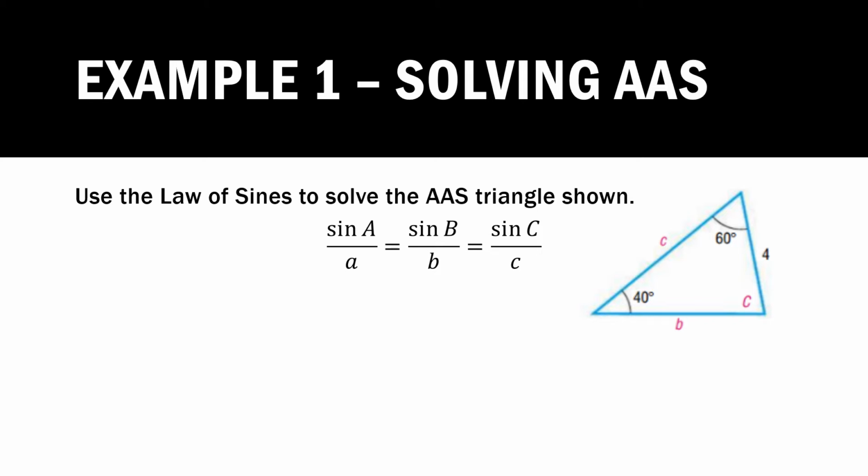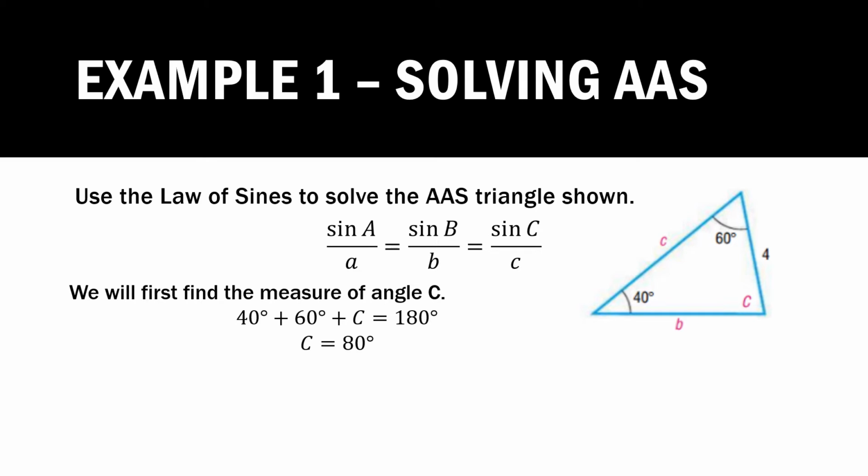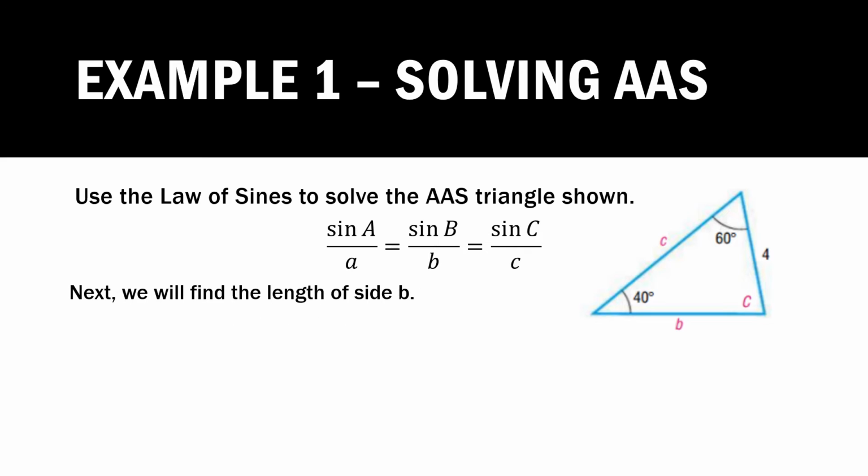So first thing we're going to do is find the measure of angle C. So we know that 40 plus 60 equals 100. 180 minus 100 gives me 80. Next, we will find the length of side B.